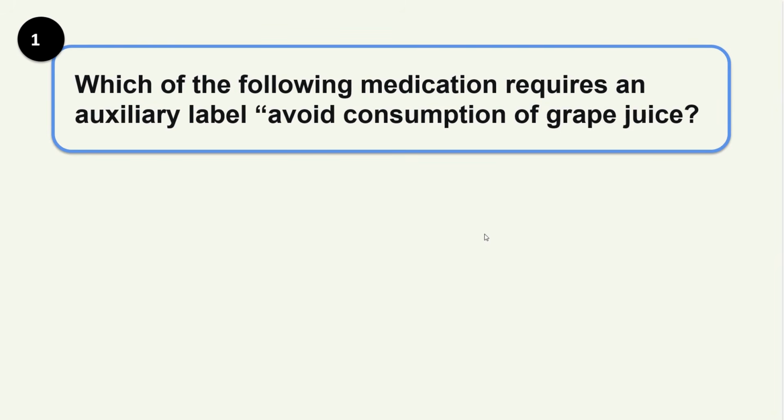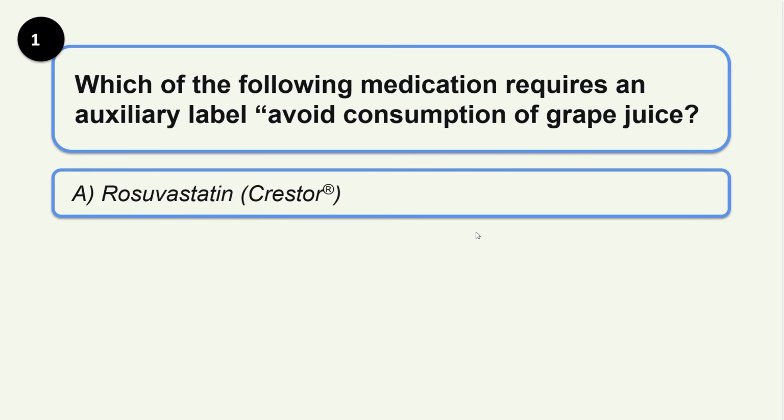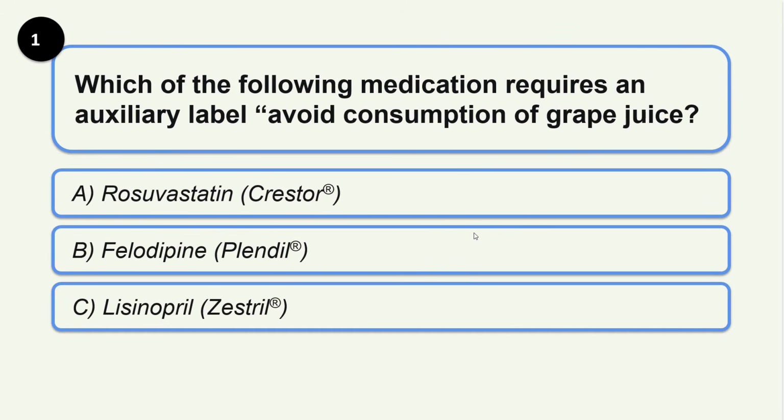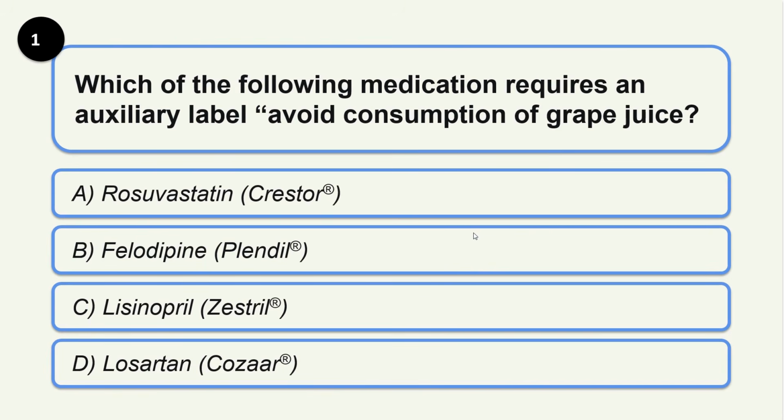First, which of the following medications requires an auxiliary label to avoid consumption of grapefruit juice? A. Rosuvastatin, brand Crestor. B. Felodipine, brand Plendil. C. Lisinopril, brand Zestril. And D. Losartan, brand Cozaar.